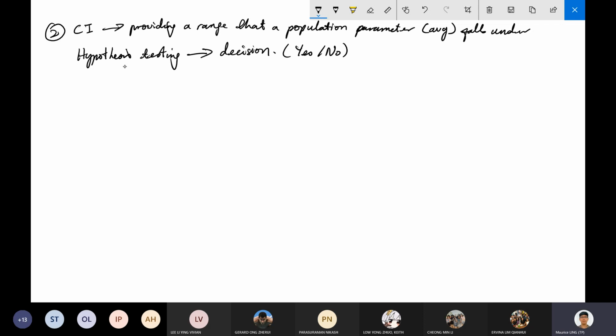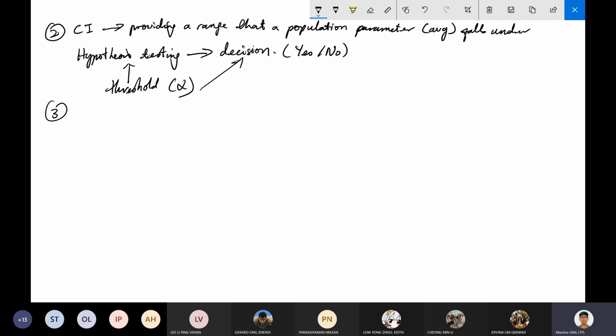Because remember, in hypothesis testing, you actually require one thing called your threshold, usually the alpha value. It's based on the threshold that you come up with a decision. Confidence interval doesn't have a decision. That means in confidence interval, there is no hypothesis. You're not actually testing a hypothesis. Okay?